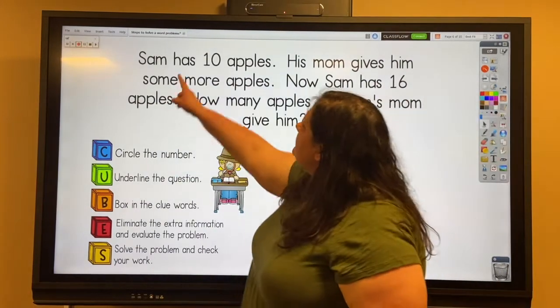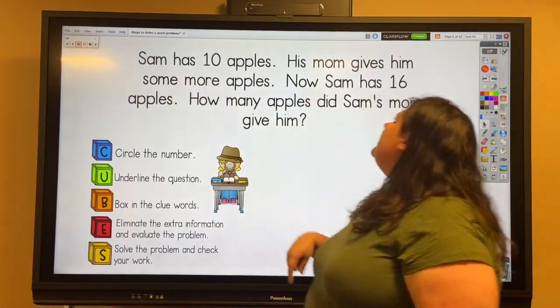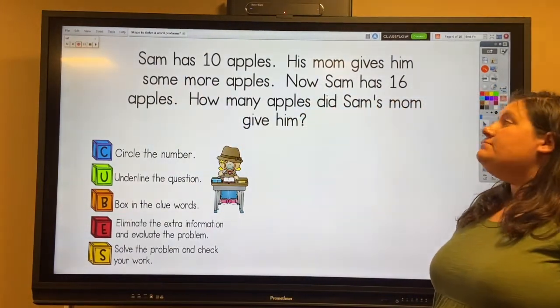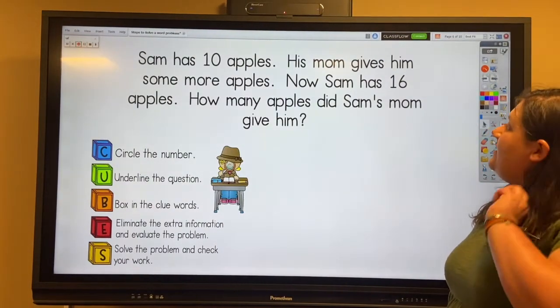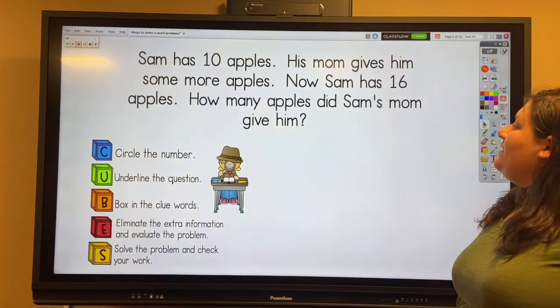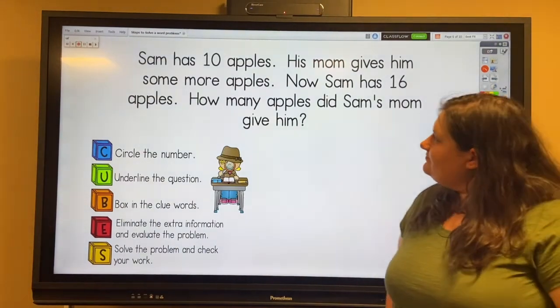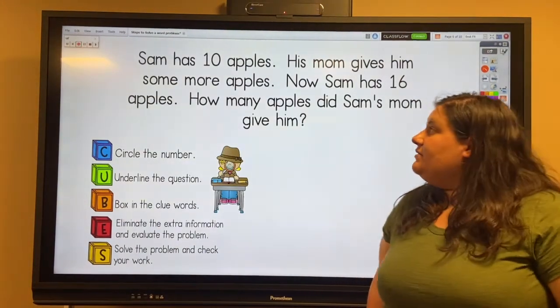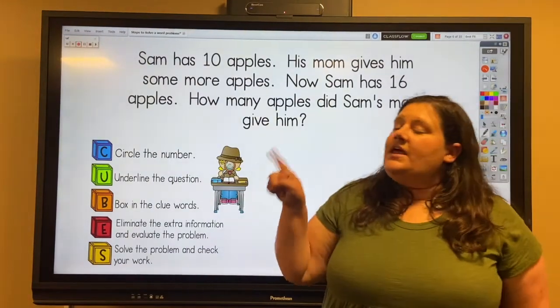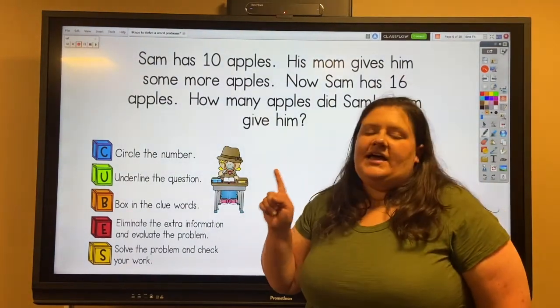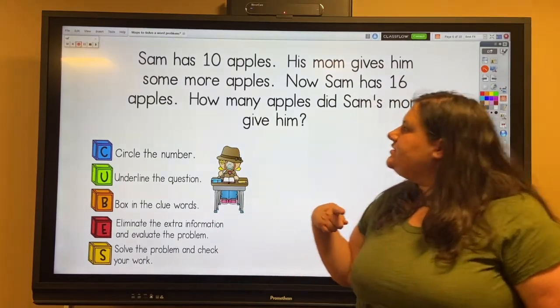All right, so Sam has 10 apples. His mom gives him some more apples. Now Sam has 16 apples. How many apples did Sam's mom give him? Now that I've read my word problem once, I'm going to go ahead and take out my pencil because my pencil is going to help be my magnifying glass to help me eliminate some of these clues.